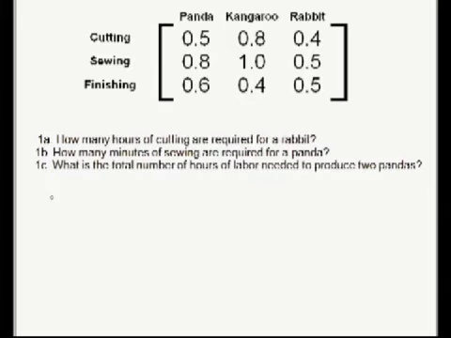For instance, the Cuddly Toy Company manufactures 3 types of stuffed animals: pandas, kangaroos, and rabbits. The production of each toy requires cutting materials, sewing, and finishing. This matrix shows the number of hours of each type of labor required for each type of toy. Please pause the video now and give me your best answer to these 3 questions.